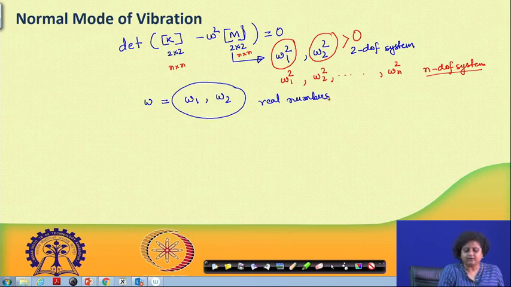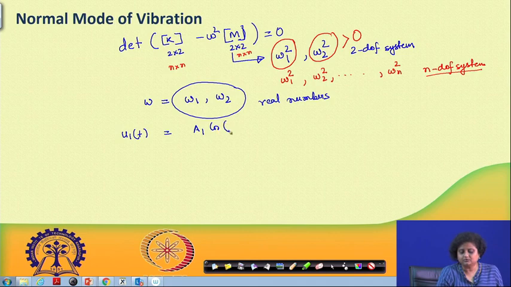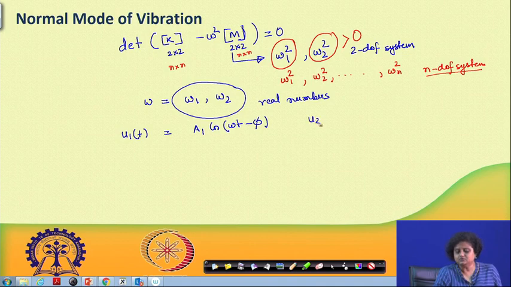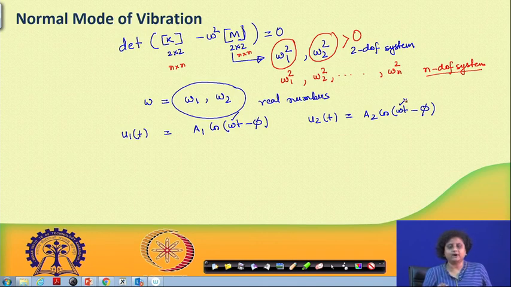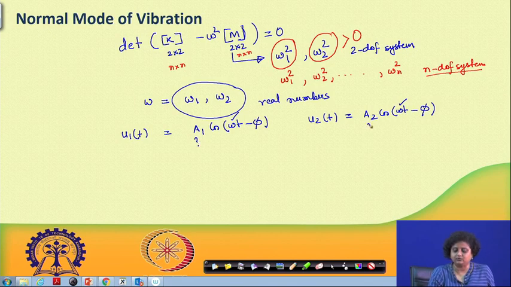Okay. Therefore, my solution can be written as u1(t), which is A1 cos(omega t minus phi), and u2(t), which is A2 cos(omega t minus phi). Out of that I now know omega. So, omega is omega 1 and omega 2. My next job is to find out A1 and A2.